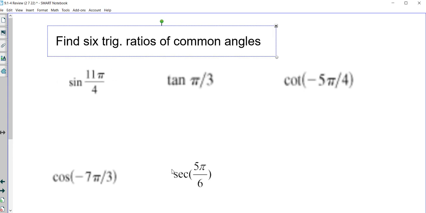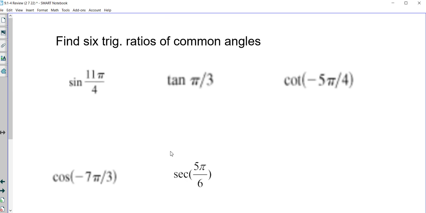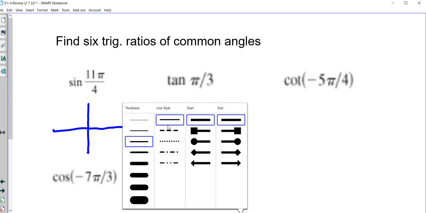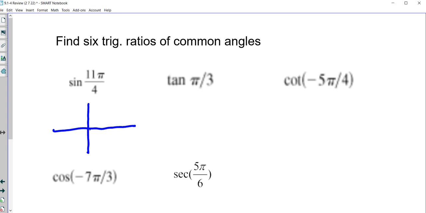Now, without your calculator, we know it's going to be one of our basic trig functions. The key thing is identifying what trig function this is. We're trying to find the sine of 11 pi over 4. So first off, find the quadrant of 11 pi over 4.